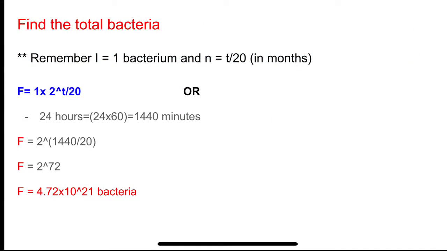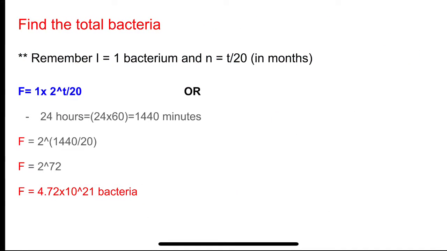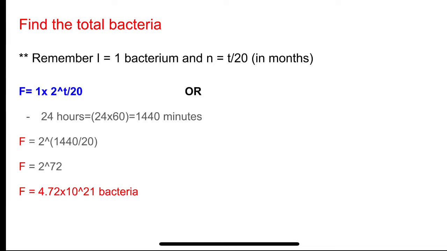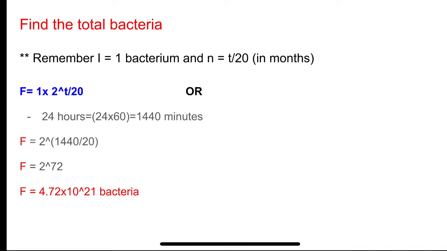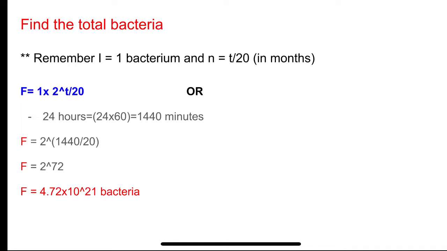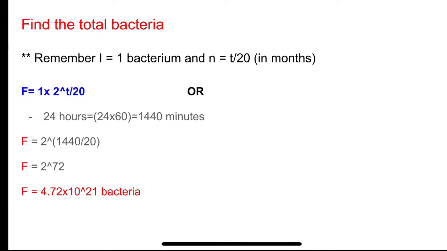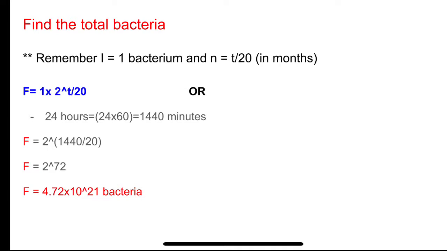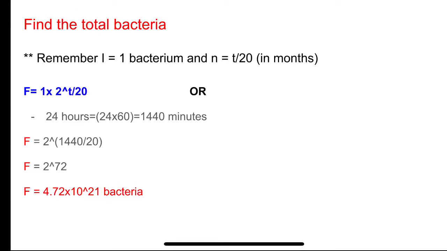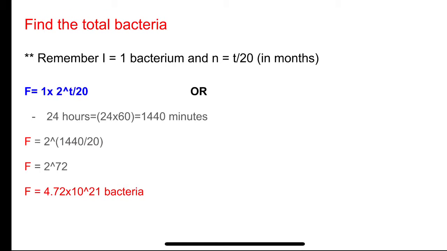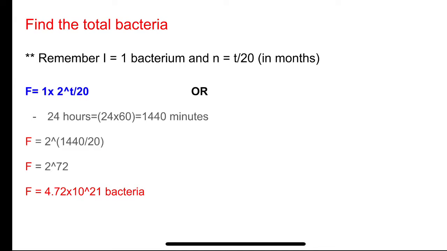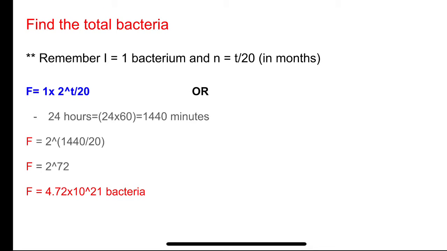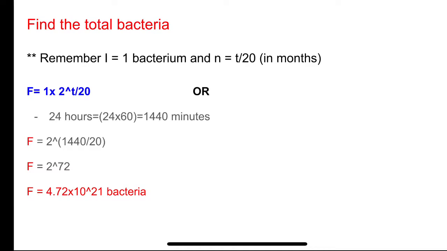Lastly, we can see that even though the question is asking to find the total population after 1,440 minutes, we can calculate that the number divided by 60 and realize we are looking for the last spot of 24 hours. Since we're looking for the missing F, we can fill in as follows: 2 to the power of 1,440 divided by 20, and quickly see that the final population is 4.72 times 10 to the 21st power.